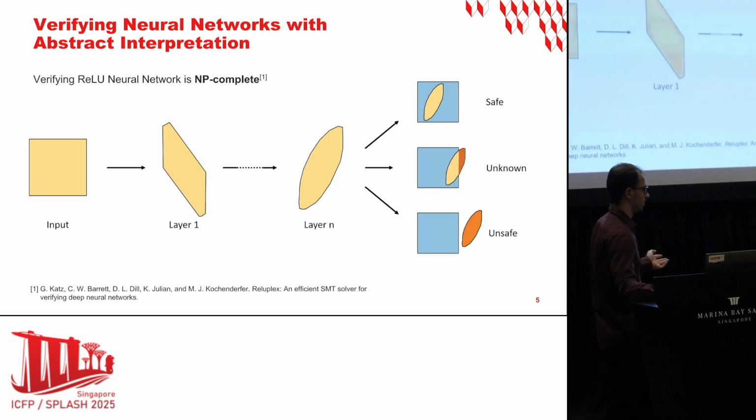which gives us three cases. Either you are entirely contained in the property, which means that you have proven your property. If you are entirely outside, it means that your property is false. But when there is an overlap between the two, since you are considering over-approximation, you cannot conclude.